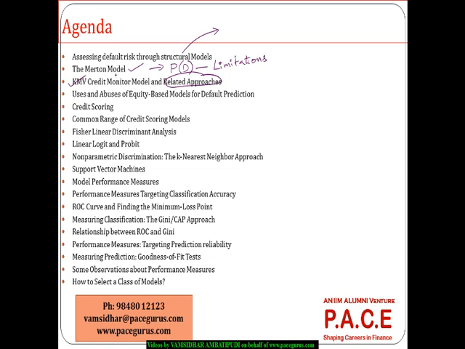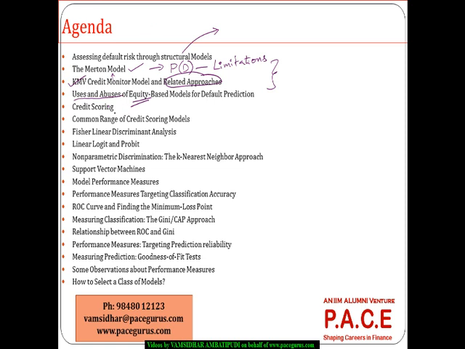What are the kinds of modifications that are being done to this Merton model to better assess the probability of default? So these are the models which form under the structural models, which actually use equity of a company to predict the probability of default. So what are the positives as well as the negatives associated with those kinds of models? We'll try to have a good understanding on that dimension.